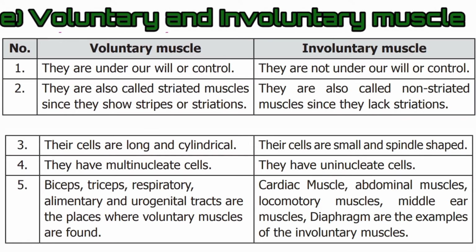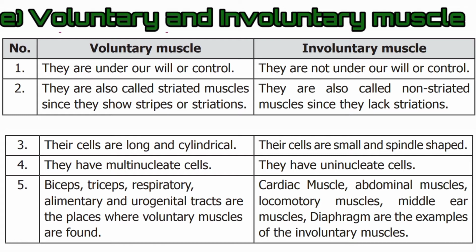Voluntary and involuntary muscle. Voluntary muscle, they are under our will or control. Involuntary muscle, they are not under our will or control. Voluntary muscle, they are also called striated muscles since they show stripes or striations. Involuntary muscle, they are also called non-striated muscles since they lack striations. Voluntary muscle, their cells are long and cylindrical. Involuntary muscle, their cells are small and spindle shaped.